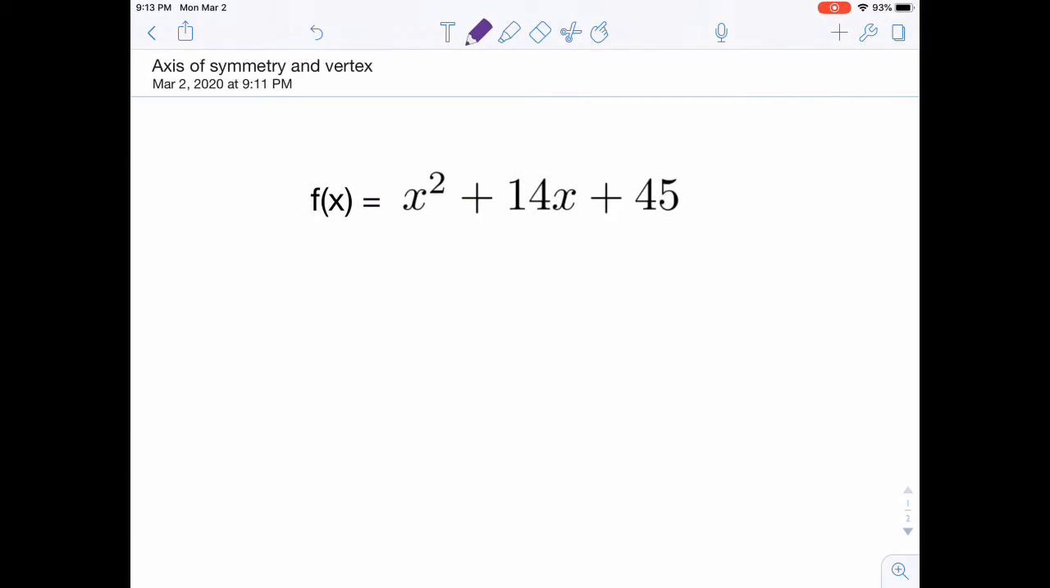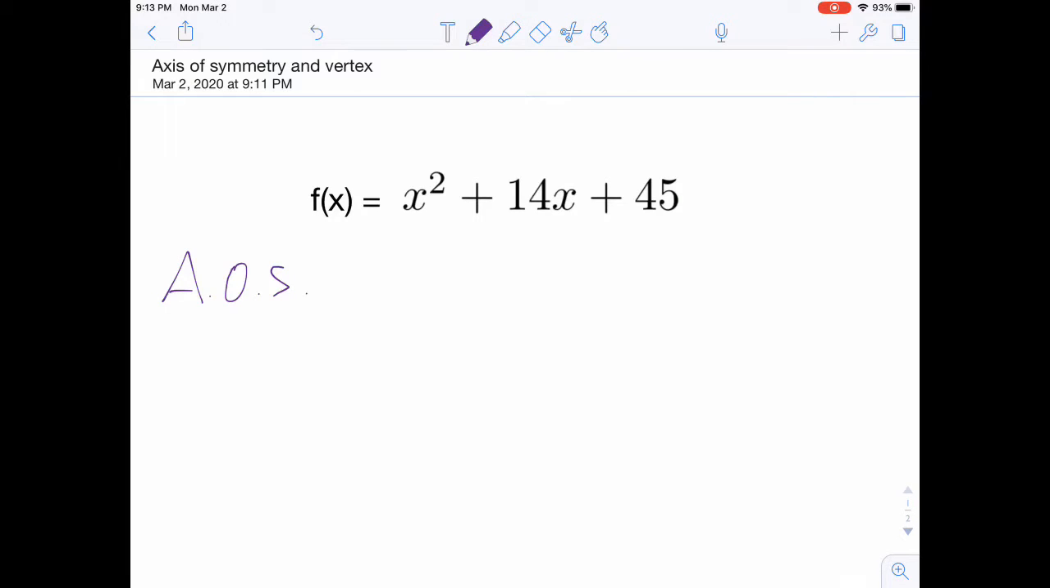Okay, so now we're going to look at axis of symmetry and the vertex given an equation. If the question says to find the axis of symmetry algebraically, I can't just plug it in my calculator and look at the table. So my first thing I'm going to do is find the axis of symmetry.